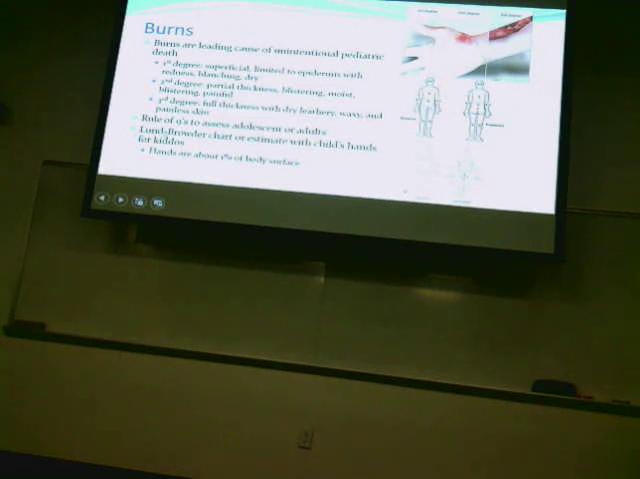There's something called a Lund-Browder chart for smaller kids. The other thing you can do is just estimate with the child's hand, and the surface area of the child's hand would be about 1%, so you can use that. And this is the Lund-Browder chart to tell for your infants and toddlers how much of their skin was involved in their burn.